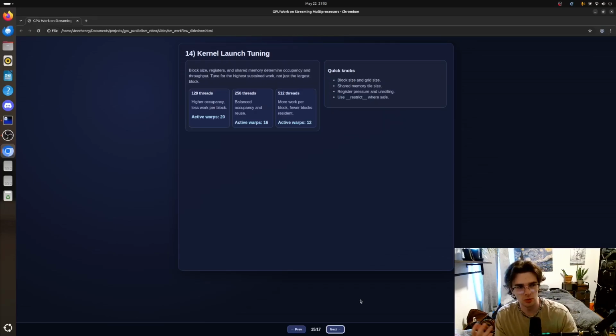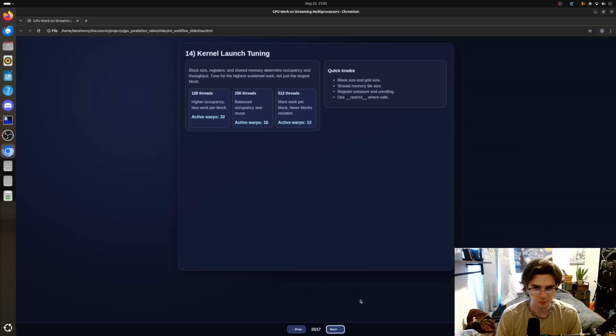So when it comes to launching your kernel, there are some hyperparameters that you can tweak: your block size, how many registers you use. This goes back to, do I do 1D thread tiling, 2D thread tiling? Do I do warp tiling? Whether you can do those will typically depend on how many registers you have available.